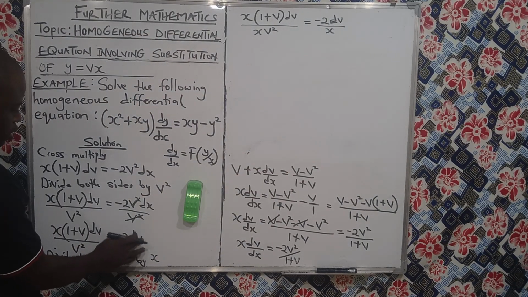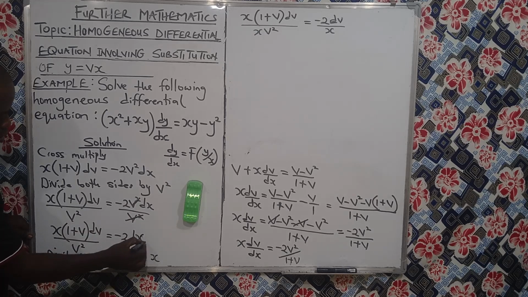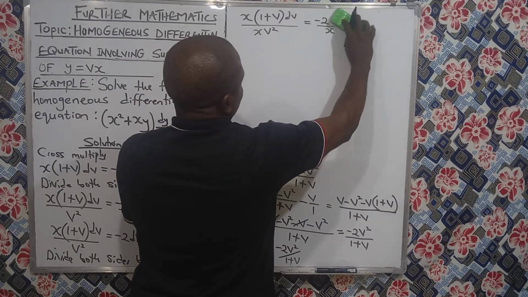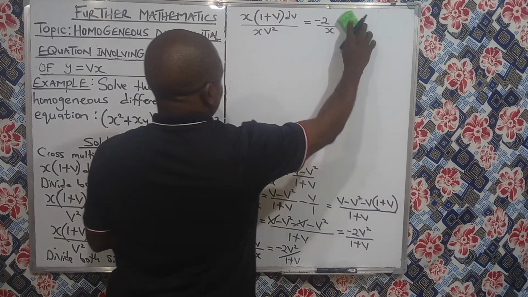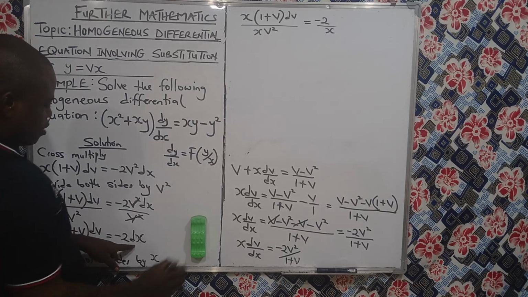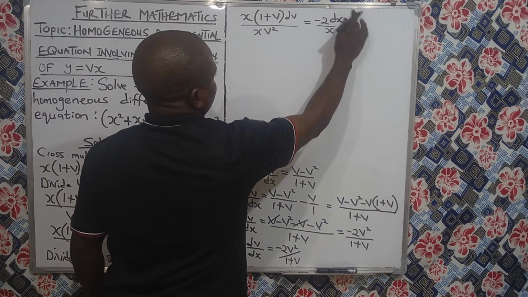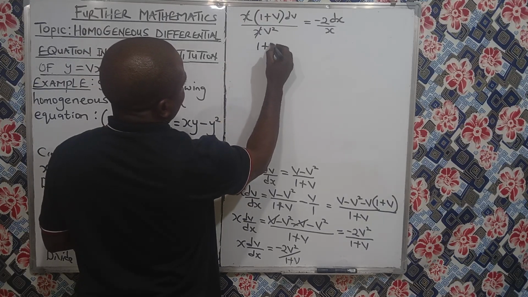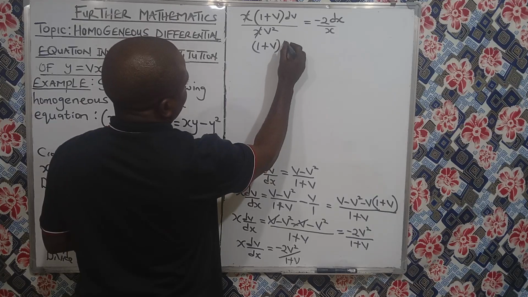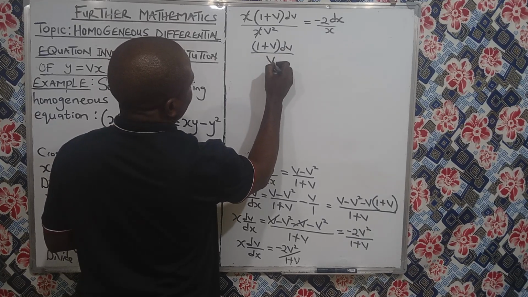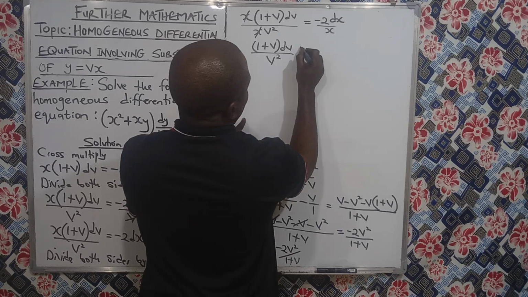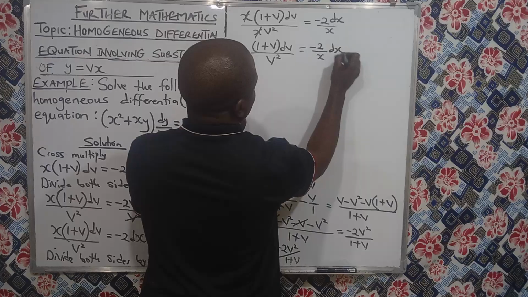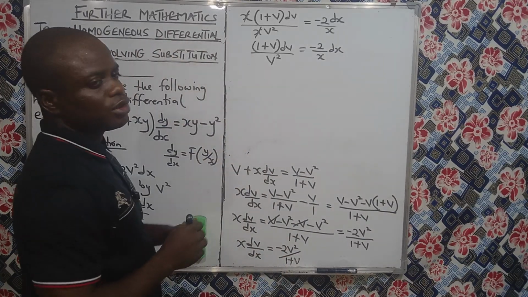Here it is dx, from our expression. Now x cancels x, we are left with (1 plus v) dv over v squared equals minus 2 over x dx. Now we have carried out separation of variables.